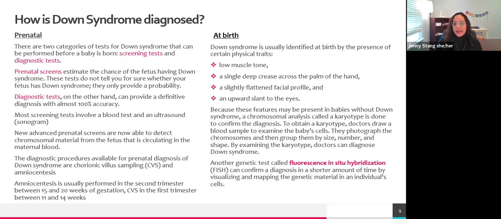To obtain that karyotype, the doctors draw a blood sample to examine the baby's cells. They photograph the chromosomes and group them by size, number, and shape. And by examining the karyotype, the doctors can diagnose Down syndrome. There is another genetic test called fluorescence in situ hybridization, or FISH for short, and that can confirm a diagnosis in a short amount of time by visualizing and mapping genetic material in an individual's cells. I think it's fascinating how far we've come in our medical capacity to really screen and get a 100% definitive diagnosis without hurting the child. I think that's amazing.